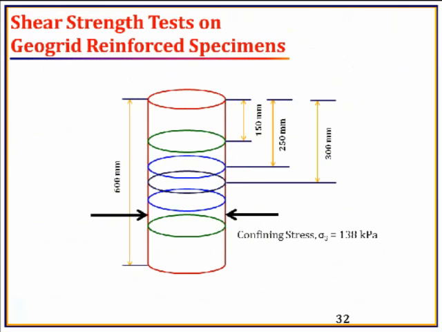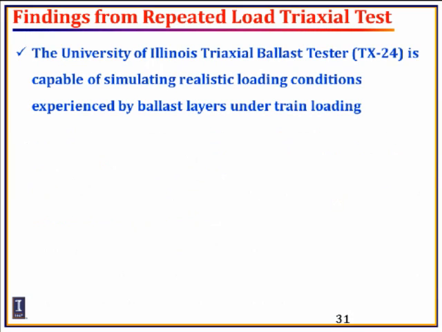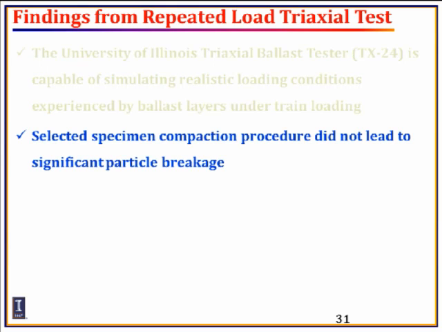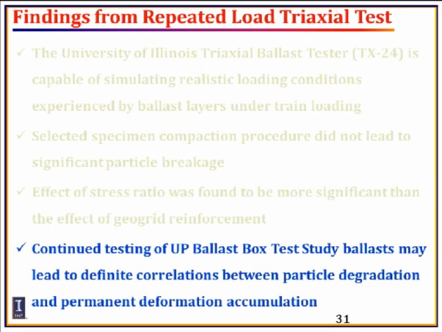So far the findings from the repeated load triaxial test are that it is capable of simulating realistic loading conditions experienced by the ballast layers under train loading. Selected specimen compaction procedure did not lead to significant particle breakage. Effect of stress ratio was found to be more significant than the effect of geogrid reinforcement. And continued testing of UP ballast, the Boss test study ballast, may lead to definite correlations between particle degradation and permanent deformation accumulation.